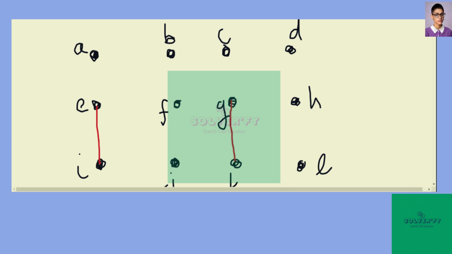So to do this, I'll use Kruskal's algorithm. So first of all, I'll construct a graph which consists only of the vertices of the weighted graph. So these are the vertices A, B, C, D, E, F, G, H, I, J, K, and L. And to start off, we'll first add the edges EI and GK as we're required to do. And these both have a weight of 4.